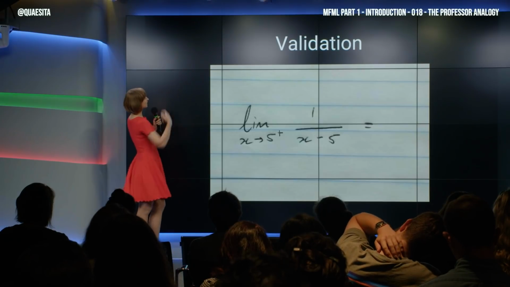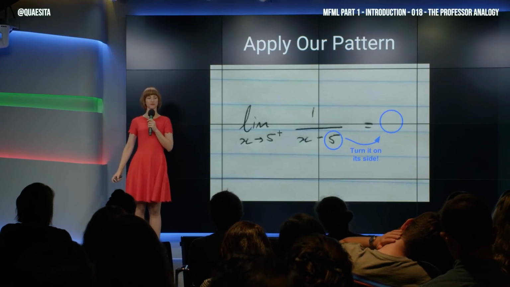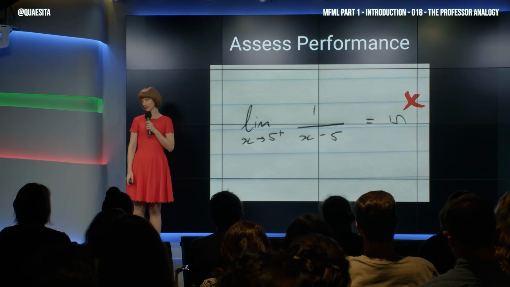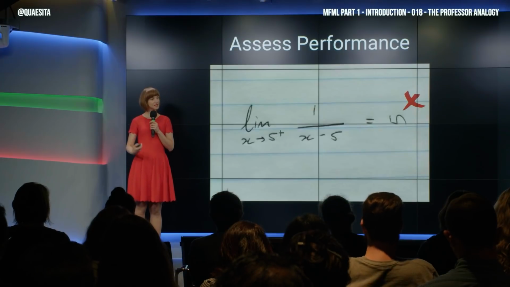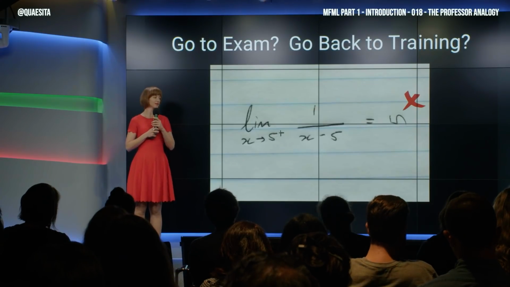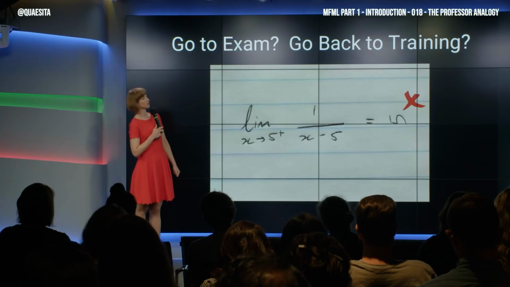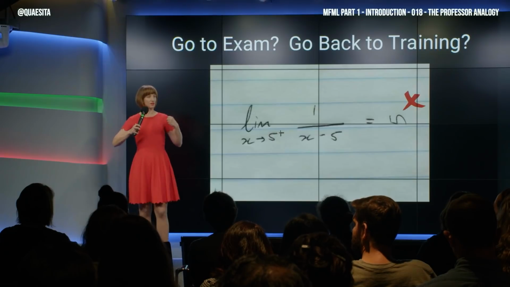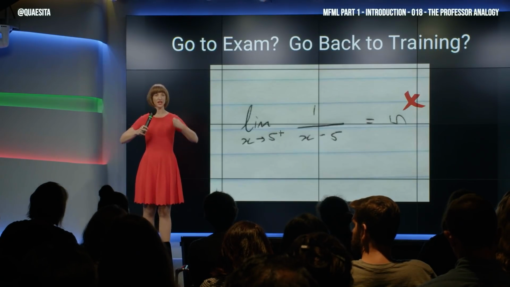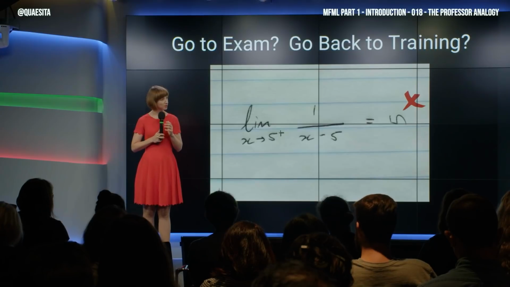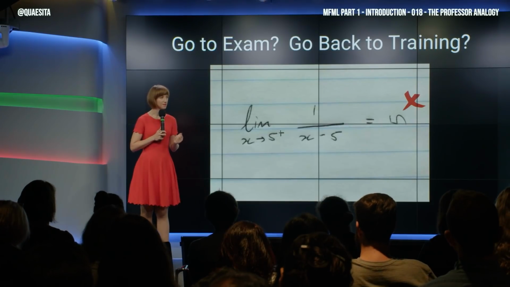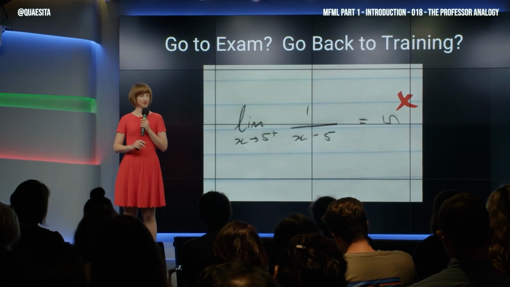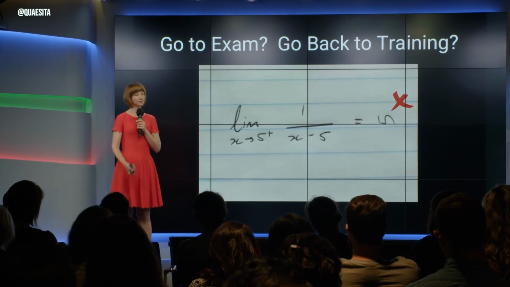So let's try another one. Apply our model. We get performance, and turns out that's not how math works. And based on this signal, we then can ask ourselves, fine, should we go to the exam or should we go back to training? Then the student sits there and tries out all these extra practice problems that you, the professor, have given to them. And finally, at 3 o'clock in the morning, you, the professor, get an email from the student.